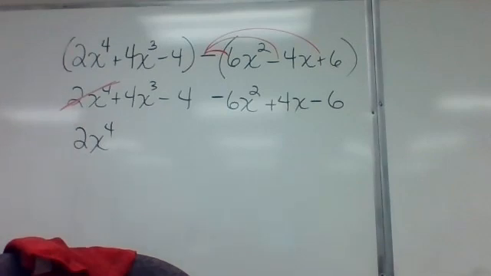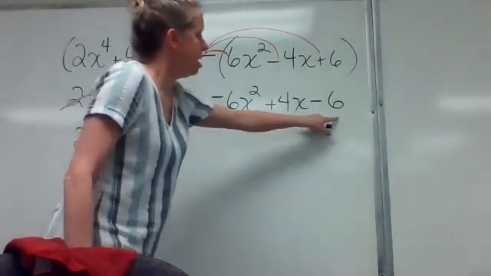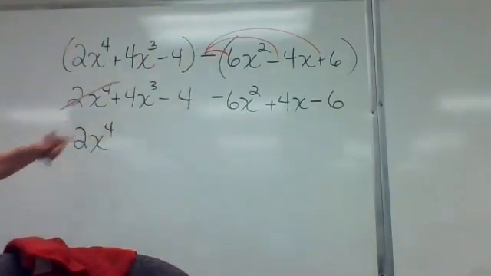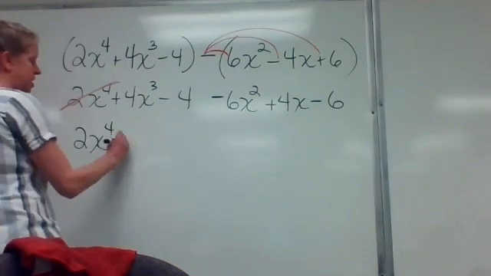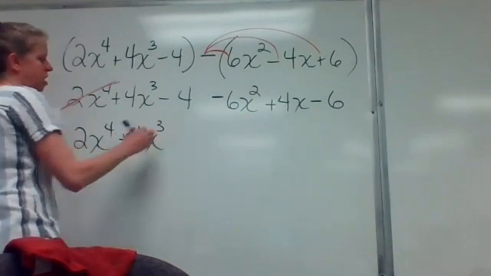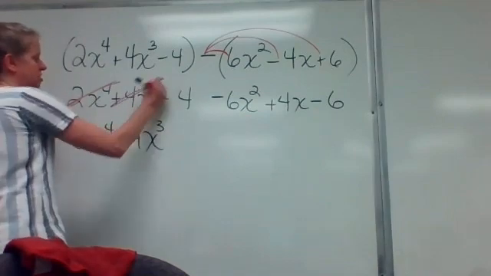Then you move on to your x to the thirds. I've got 1 here, but I don't see any other x to the thirds to put with it. So I'll just bring it down. Plus 4x to the third, and I'm done with my x to the thirds.